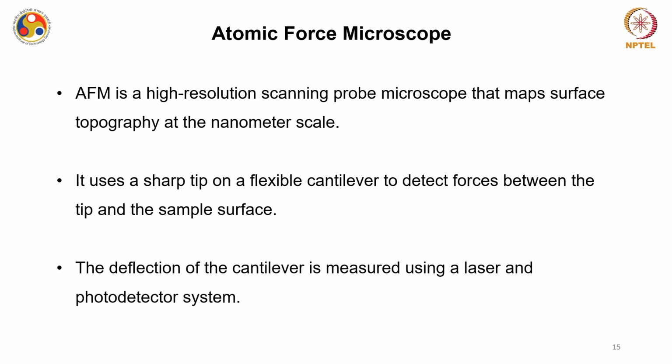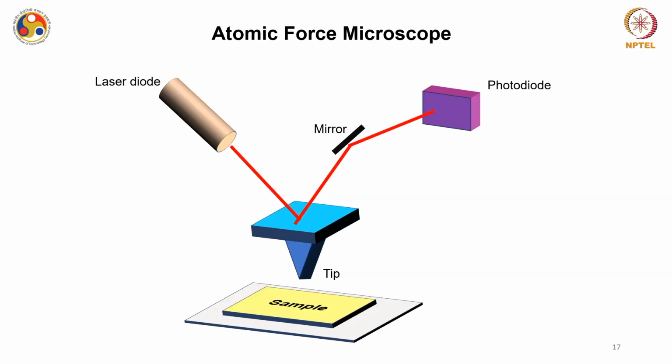The deflection of the cantilever is measured using a laser and a photodiode system. Let's understand this using a diagram. This is a silicon tip, on which a laser diode beam or laser light falls. Now this reflected laser light, through this mirror arrangement, falls on the photodetector. Now when this tip goes below, the position of the light that falls on this will change, right? Accordingly, the changes are reflected at the photodiode end.